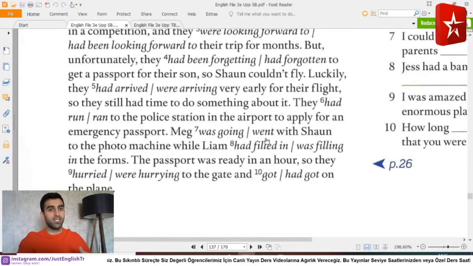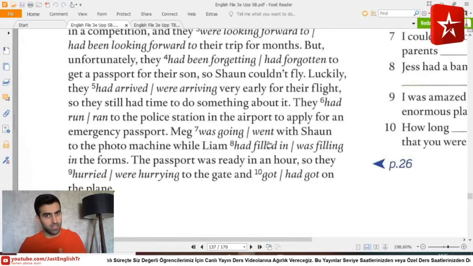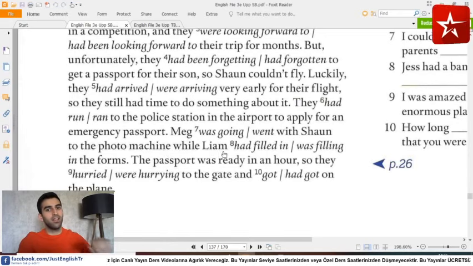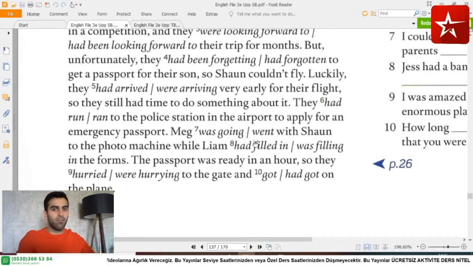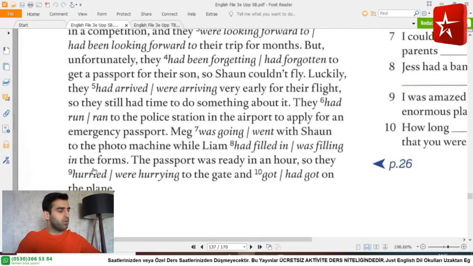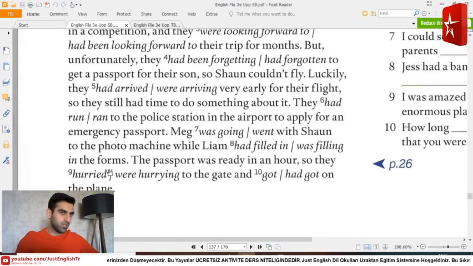Meg went, it means first they ran to the police station, the airport to apply for an emergency passport. Meg went with Sean to the photo machine while Liam was filling in the forms. First one went, while we should use the past continuous tense, while Liam was filling in the forms. So went and was filling in. Yes, I want to congratulate the students who wrote the correct answer.